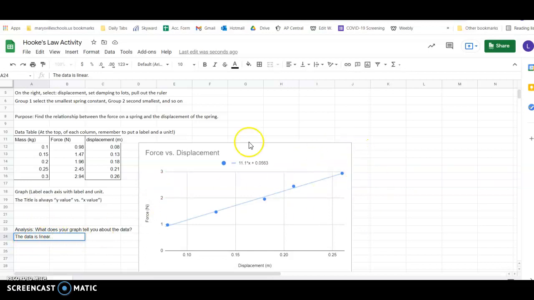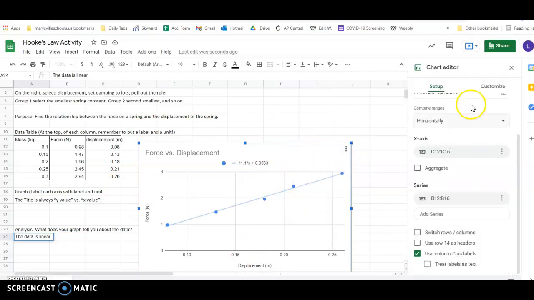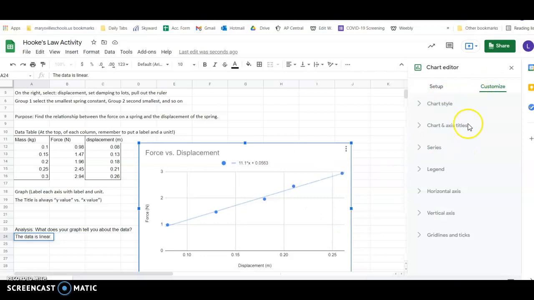One thing to note, if you ever need to go back in to edit your chart after you've made it, click these 3 little dots and go to edit chart, and then you can get back in to edit whatever it is you need to edit.